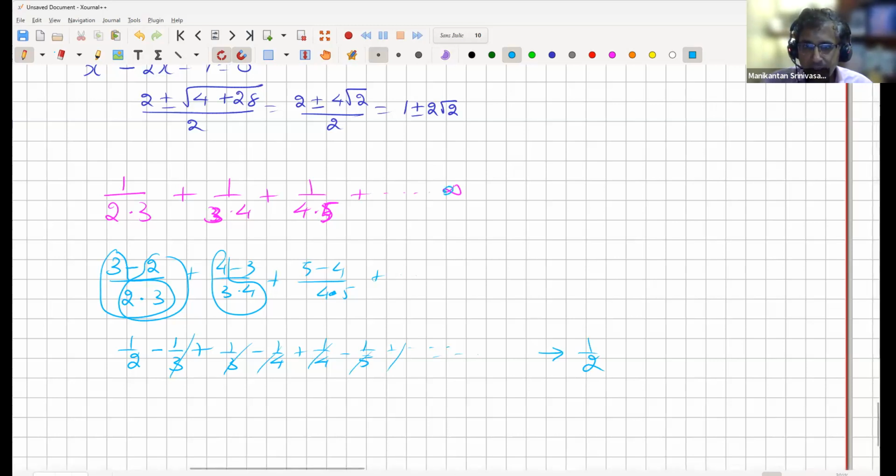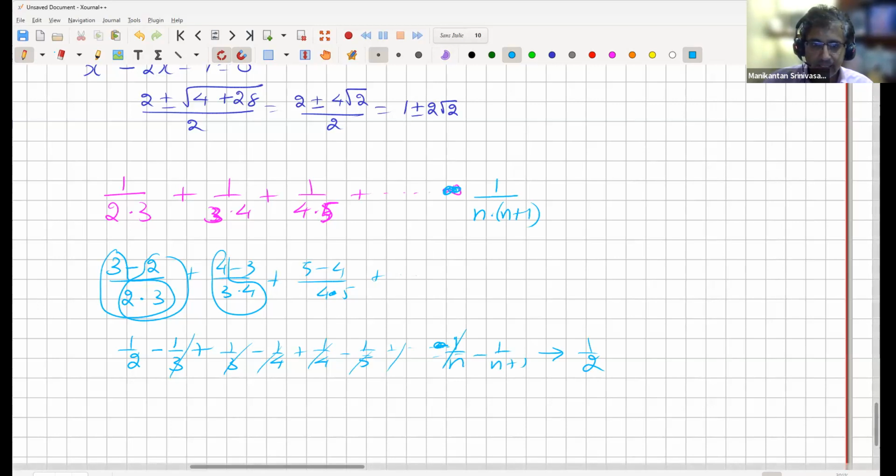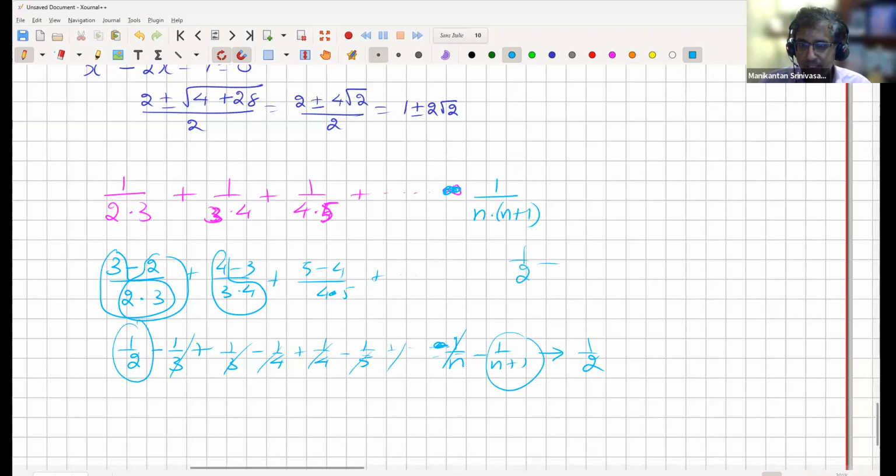But on the other hand, it need not be till infinity. For example, they might stop at 1 by n times n plus 1. In that case, the last term will be 1 by n minus 1 by n plus 1. That's how it will finish. So everything till n will get cancelled, the only prevailing terms will be half and 1 by n plus 1. In that case, we'll say 1 by 2 minus 1 by n plus 1 and simplify. And clearly, as n tends to infinity, this goes to 0. The answer is just half.